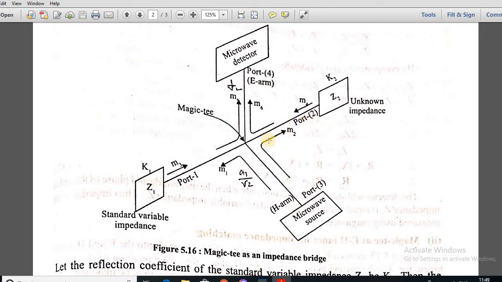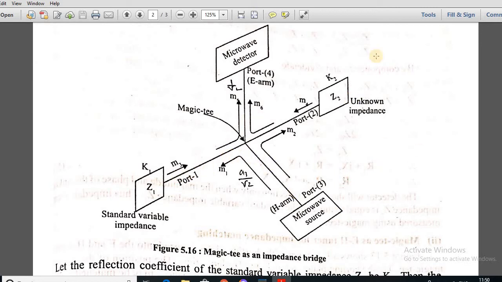Now when M2, equal to A3 divided by root 2, is fed as an incident waveform to port 2, there will be some reflections from port 2. Let that reflected component be M4. Now this serves as incident from port 2. Whenever there is some incident signal from port 2, it gets equally divided between port 4 and port 3 and there is no output at port 1. That's why the name Magic T.